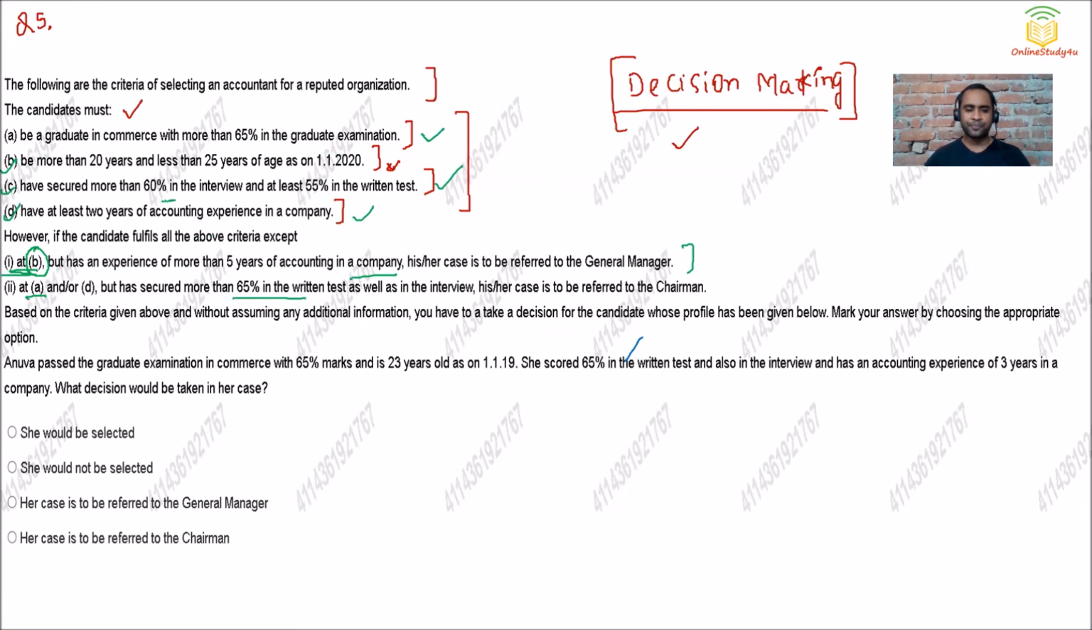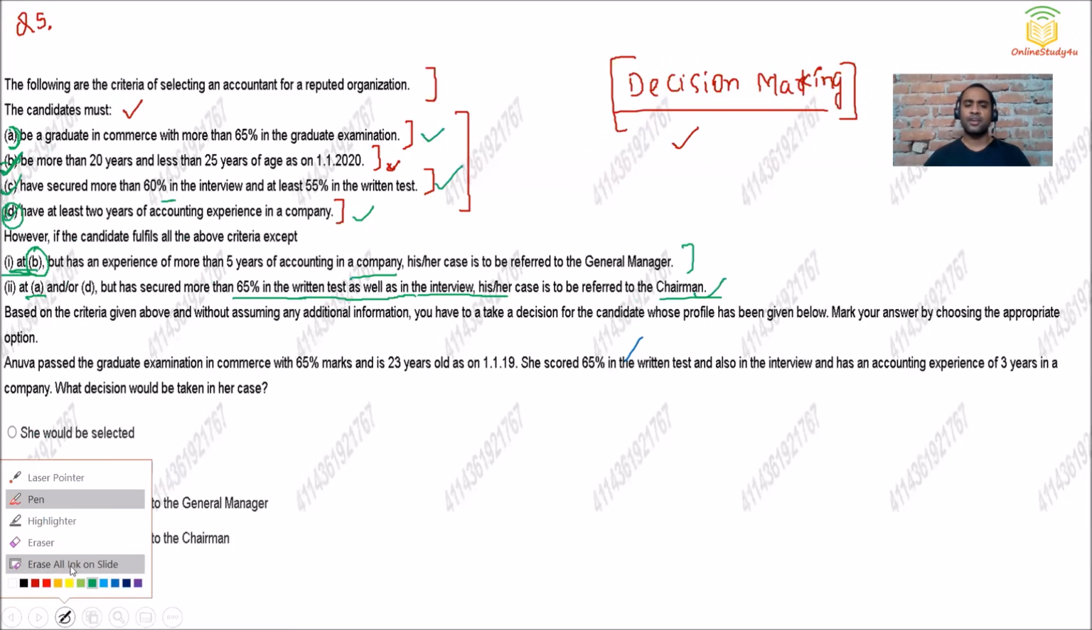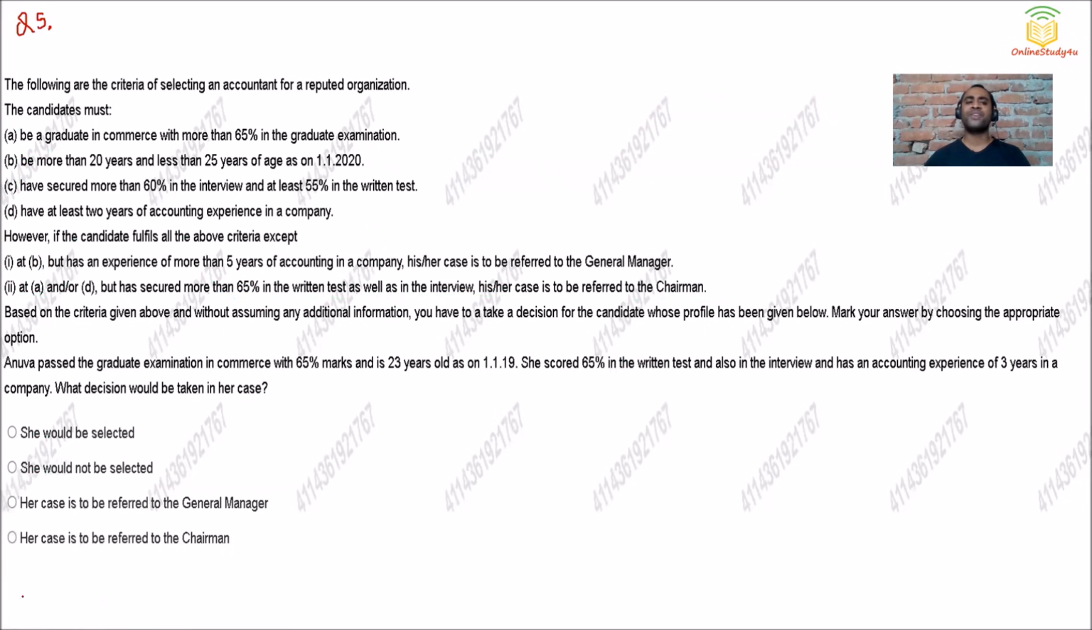I mean this part. Okay. But if he has scored 65% in the written test as well as the interview, so two at A and or D, then in that case, his case will be referred to the chairman. So basically here it is A or D, both A and or D. So if B and C are satisfied, but there is any problem in A and D, and in that case, if he has scored 65% in the written test as well as the interview, then the case will be referred to the chairman. But anyway, let us read. So this is like your exceptions. Now let us read and try to understand what we should do with the candidate.